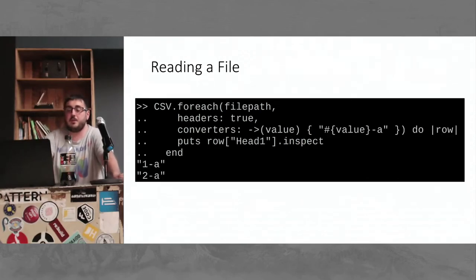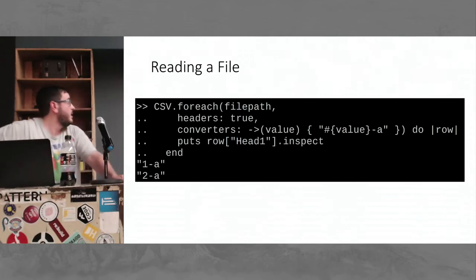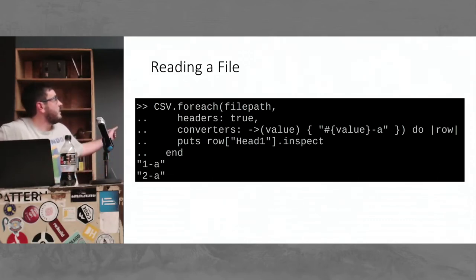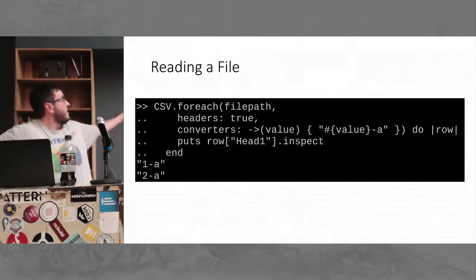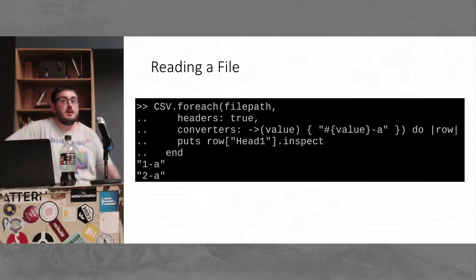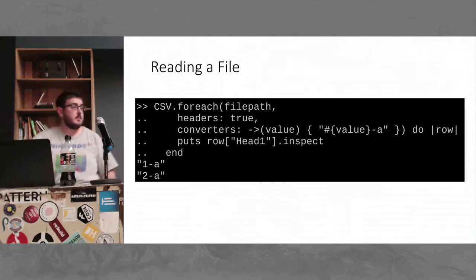As I mentioned, the converters are lambdas, so you can actually pass in an array of your own lambdas. In this example, the value of the cell is passed in as value, and I'm just interpolating the value and tacking on -a to it. I don't need to rescue anything, I don't need to worry about stuff because pretty much everything has a to_s on it. So that's actually relatively quick, although you are just making a bunch of string objects. But yeah, it's a neat thing to do. Why not?